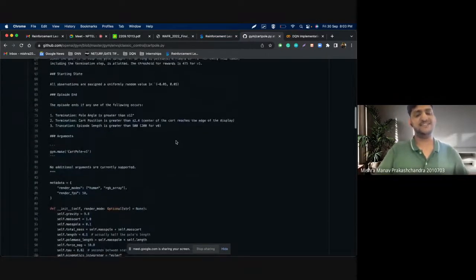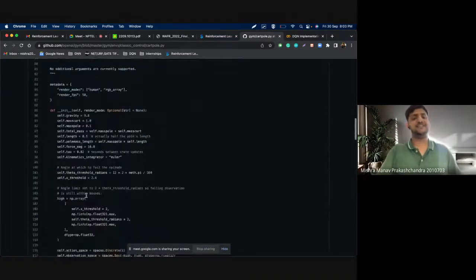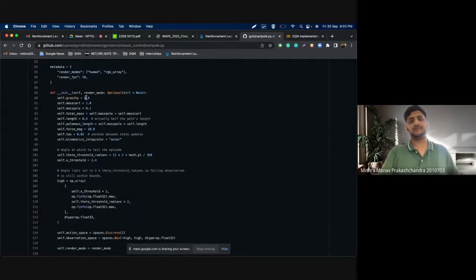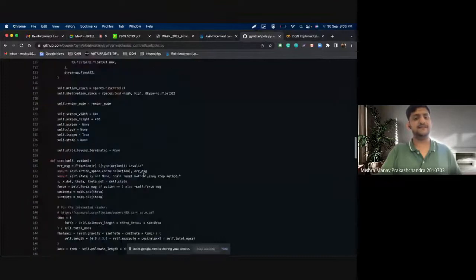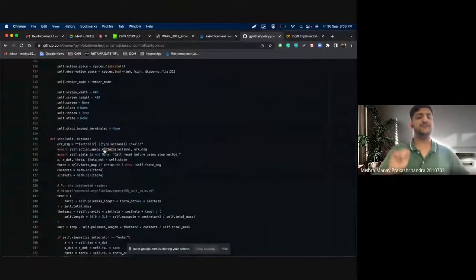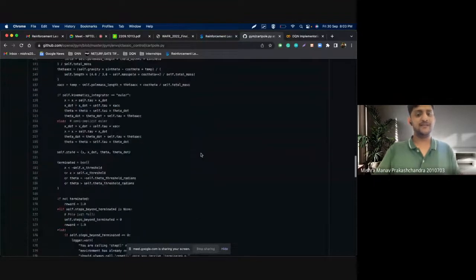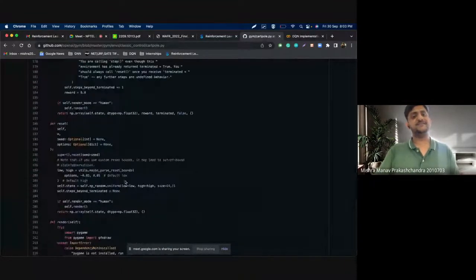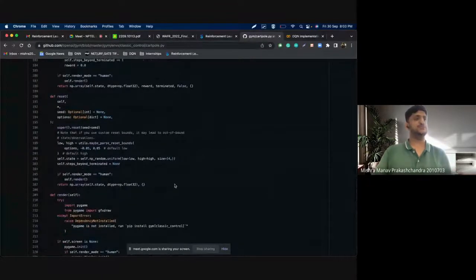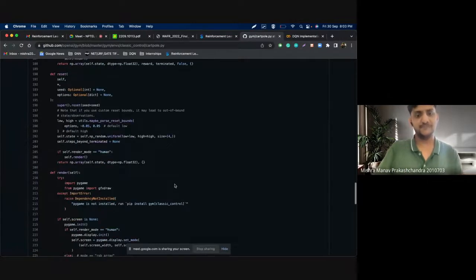This is an OpenAI Gym environment. You have the initialization over here, and all the system dynamics are in this. This is the step function: you feed in the action and it will return the next state, the reward, and whether you have reached the terminal state or not. And this is the reset function. If you call the reset function, you reinitialize your environment to the original configuration.